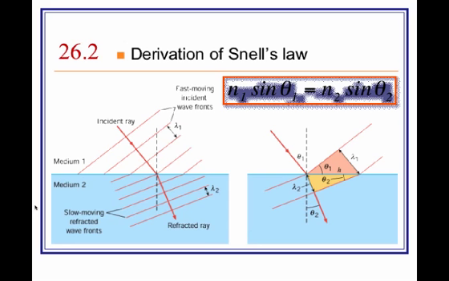From this, we get Snell's law, saying that n1, the index of refraction for medium 1, times the sine of the incident angle in medium 1, with respect to the normal, is equal to n2, the index of refraction for the second medium, times the sine of the angle in medium 2, once again with respect to the normal.